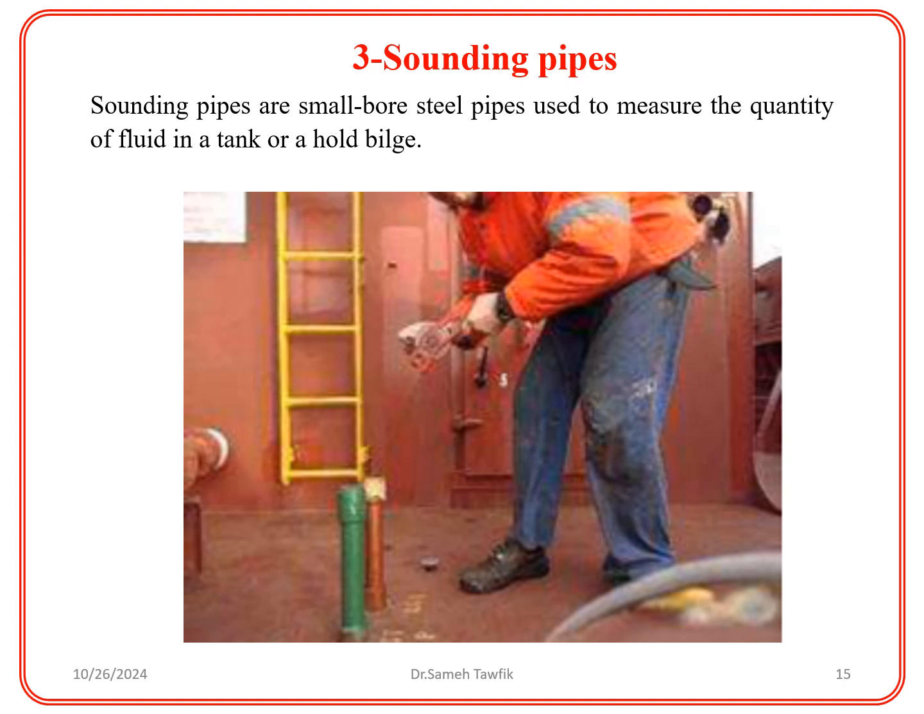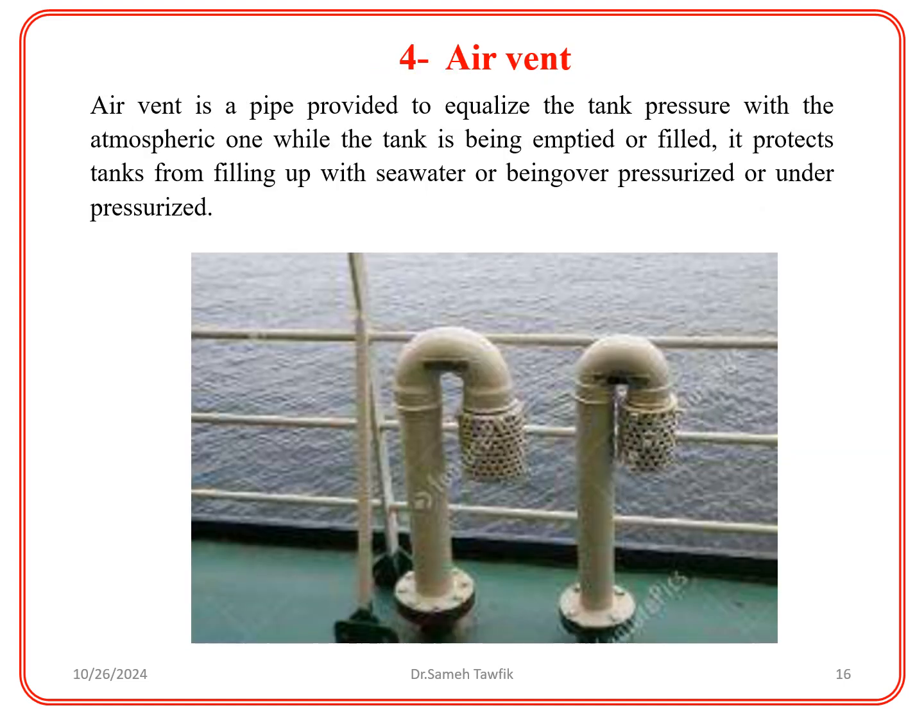3. Sounding pipes. Sounding pipes are small bore steel pipes used to measure the quantity of fluid in a tank or a hold bilge. 4. Air vent. Air vent is a pipe provided to equalize the tank pressure with the atmospheric one while the tank is being emptied or filled. It protects tanks from filling up with seawater or being overpressurized or underpressurized.